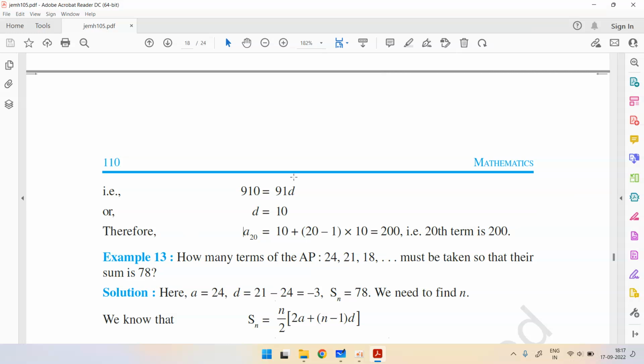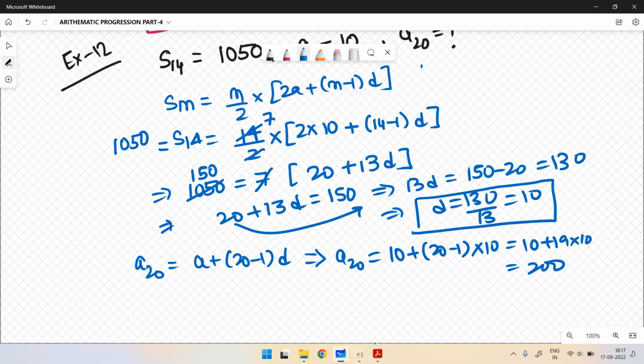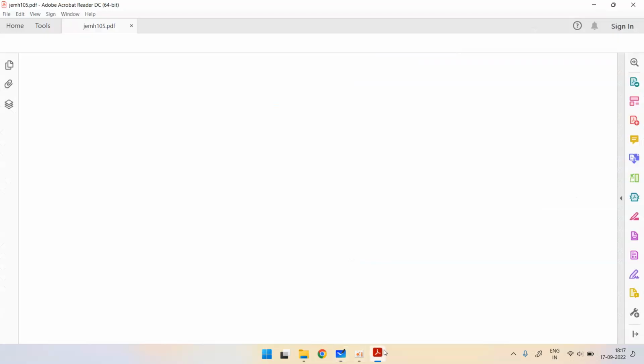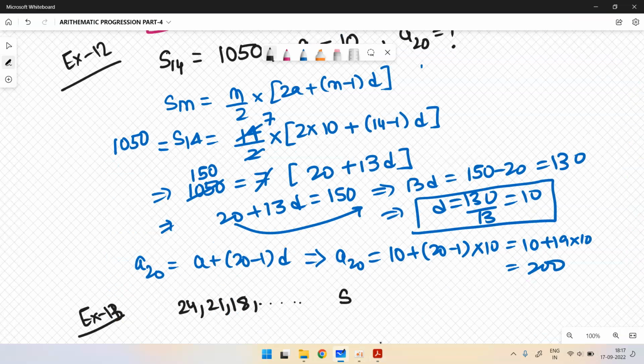Now example 13 says: how many terms of the AP 24, 21, 18, dot dot dot must be taken so that their sum is 78? The terms of the AP are 24, 21, 18 and so on, and the sum should equal 78. Suppose S n is given as 78. For this you need to find the value of n.